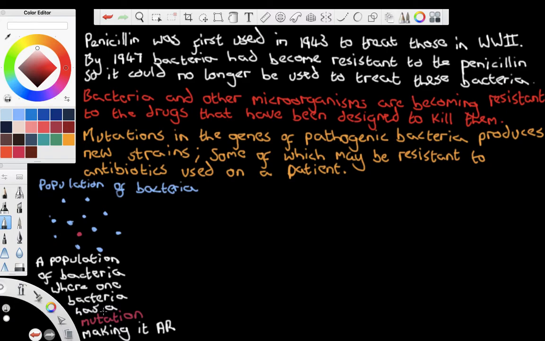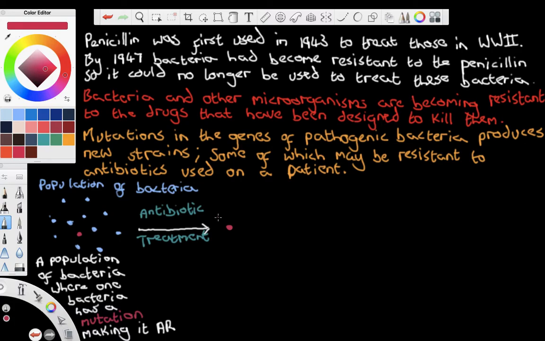Now, if you happen to have all of these bacteria inside of your body, you would be very ill, and therefore you would go to the doctors. If you go to the doctors, what will happen is the doctor will give you antibiotics to treat the bacterial infection. So you will have antibiotic treatment. And what this will do is it'll kill all of the bacteria apart from the one that is resistant.